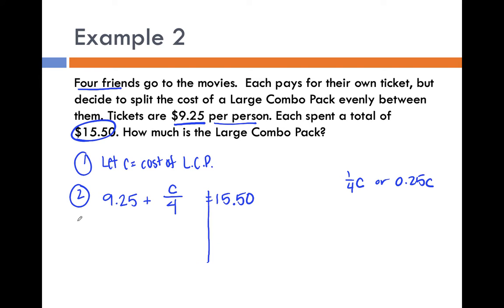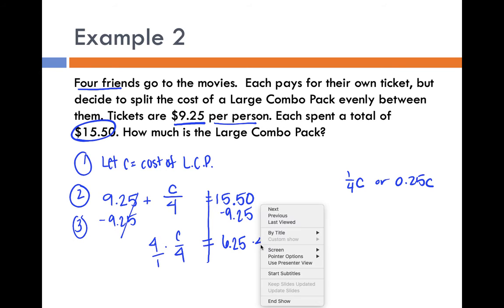Step 3, we're going to solve our equation and subtract 9.25 from both sides. We have C divided by 4 left on the left side, and we have 6.25 on the right side, and then we multiply both sides by 4.